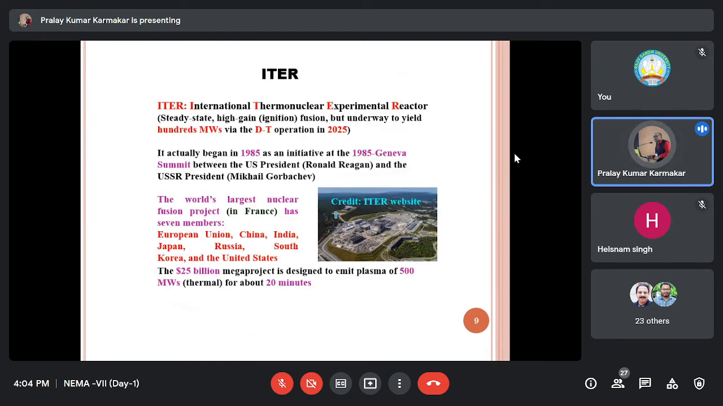Okay, fine. So this is ITER. Everybody knows, the International Thermonuclear Experimental Reactor, and it is going to be operated this year. It is a $25 billion mega project, and that is going to give this many megawatts of energy for this much time. We will have to wait to see this, and our India is also a member of this huge international project.